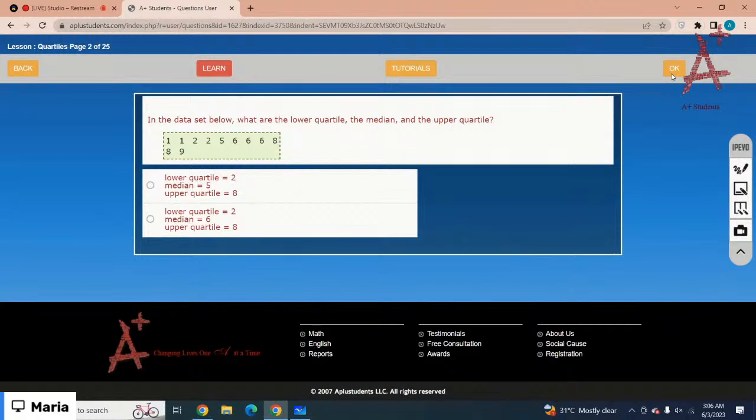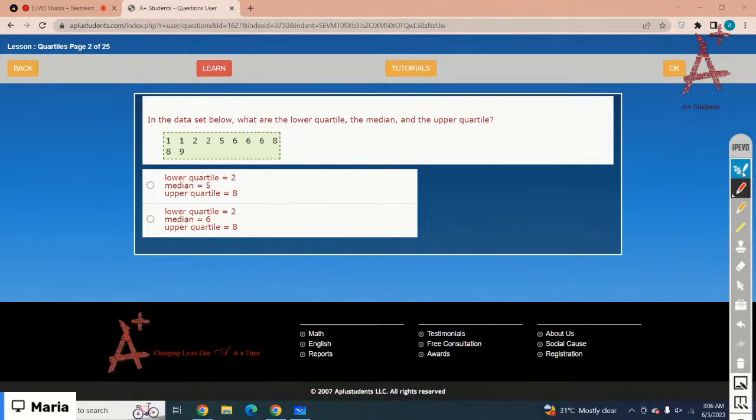Okay, the next one is: in the data set below, what is the lower quartile, the median, and the upper quartile? Got it? Okay, let's count the numbers: 1, 2, 3, 4, 5, 6, 7, 8, 9, 10, 11. The total numbers are 11. That means the sixth number is the median. You can see 1, 2, 3, 4, 5 numbers before the median and 1, 2, 3, 4, 5 numbers after the median. So the sixth is the median. Got it? Now you have to find the lower quartile and upper quartile.